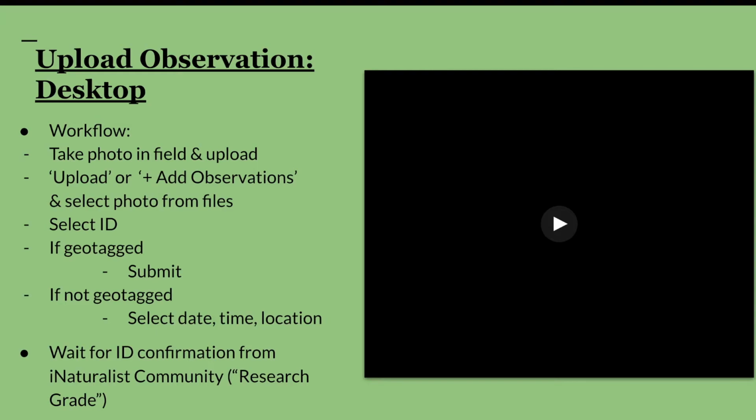Submitting an observation on a desktop is very similar to submitting on a mobile device. You will take a photo of your observation in the field using a camera or phone, log into iNaturalist on the desktop, click Upload or Add Observation on the home screen, and select a file. You can also drag and drop. iNaturalist will then suggest an identification, and you will select the identification you are most comfortable submitting.